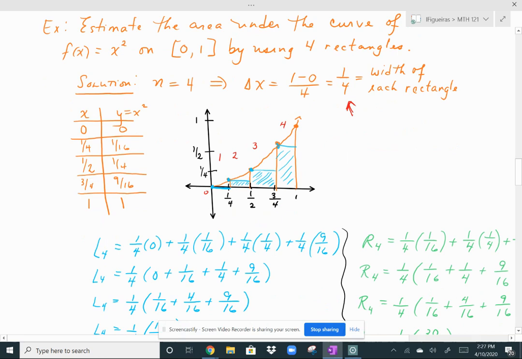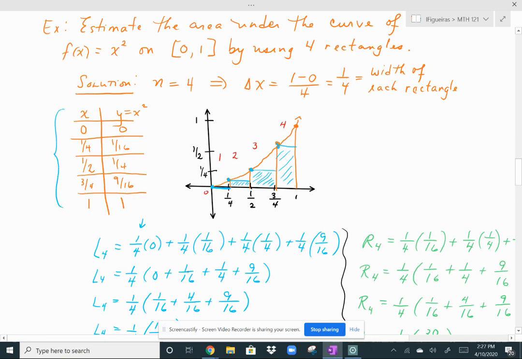So remember, it's the length times the width. I happen to have written the width first, because remember, it's a quarter. We calculated that with delta x. So it's 1/4 times the height of the first rectangle, well, that's 0. Then it's 1/4 times the height of the second rectangle, well, that's 1/16. And how did I figure that out? Well, I computed all of the heights here in this table.